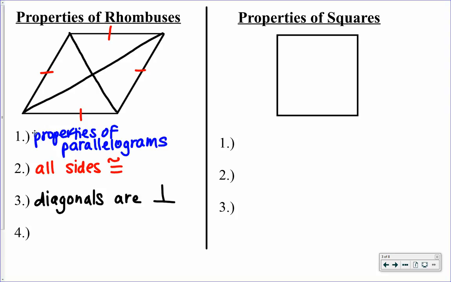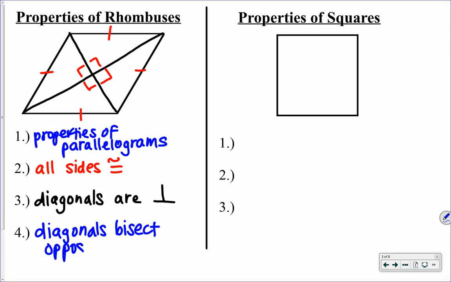Meaning in that middle area where they intersect, you have right angles or 90-degree angles, and that diagonals bisect opposite angles, meaning at the corners, that angle is separated into 2 equal pieces or 2 equal angles. Same thing on the other corners. Those 2 angles are separated into 2 equal angles. Okay, so those are properties of our rhombuses.